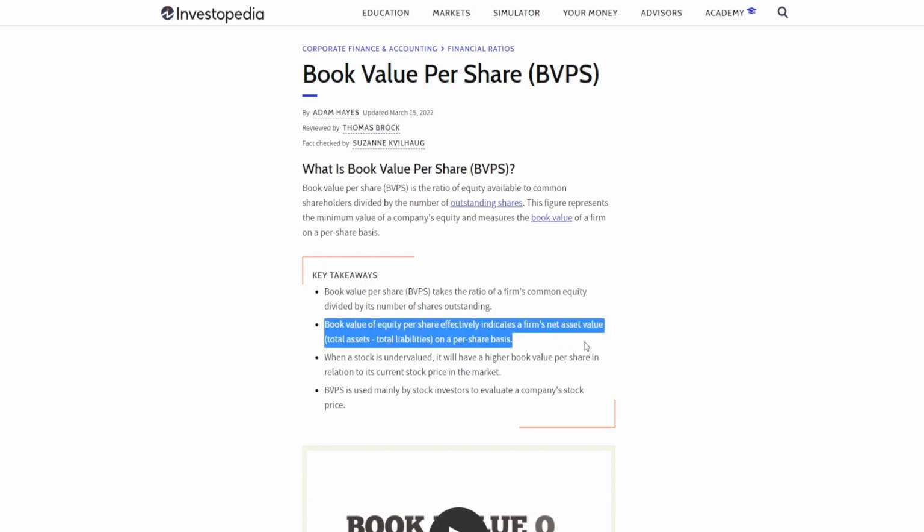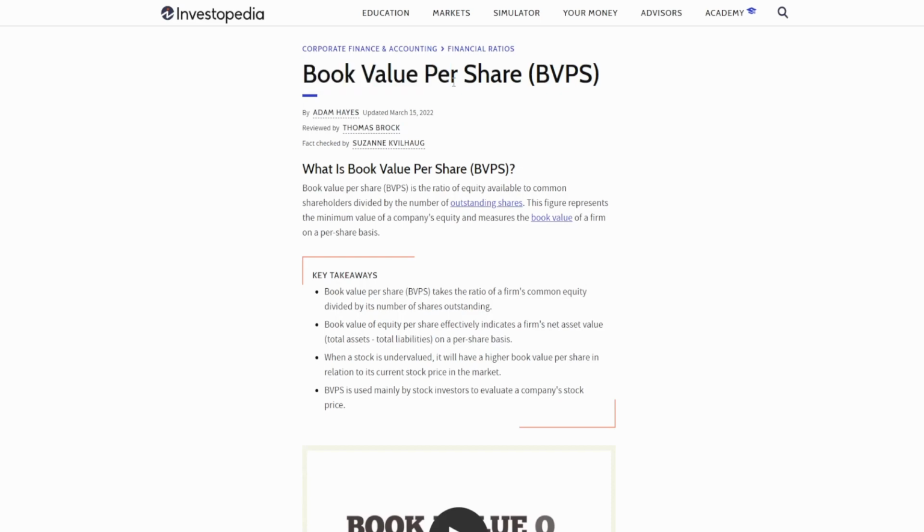However, taking a look at the other key point, we see that the book value of equity per share effectively indicates a firm's net asset value. Total assets minus total liabilities. Does this sound familiar, guys? Because I look at this pretty much every single time. So, this is pretty much exactly what I do in every single video I do a stock analysis at. And this total assets minus total liabilities is on a per share basis, which gives us this book value.